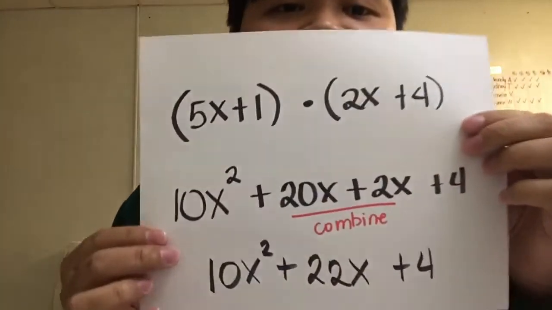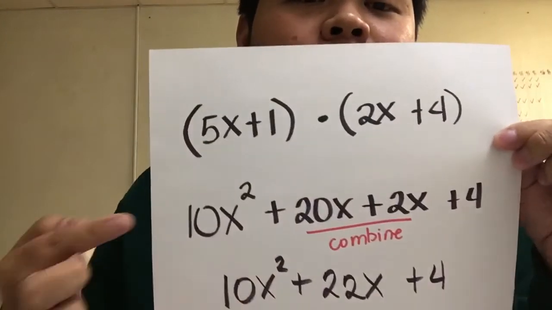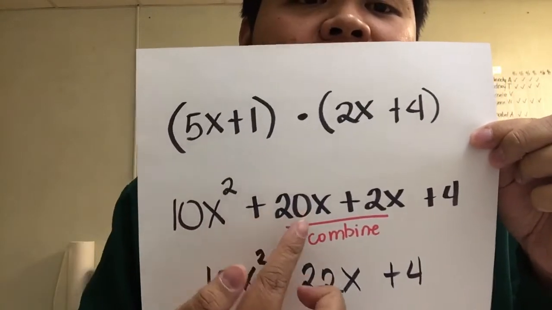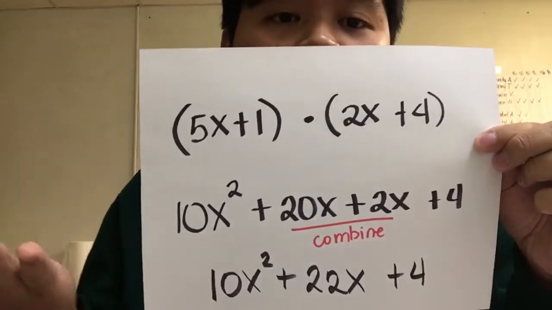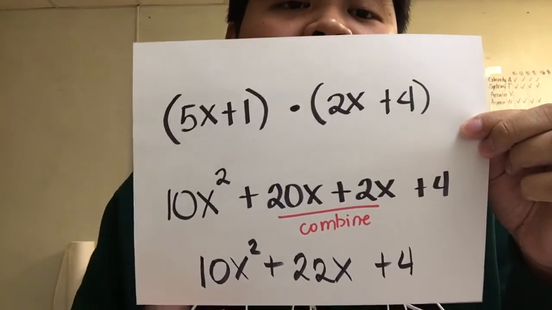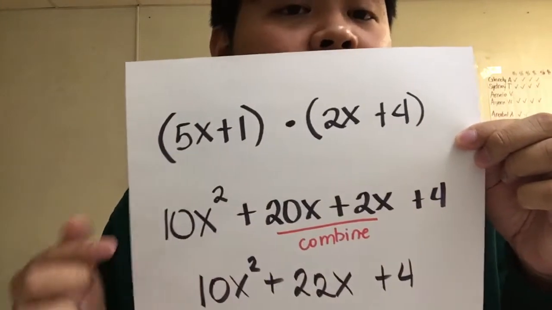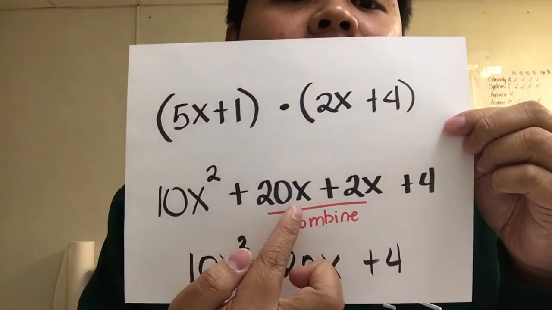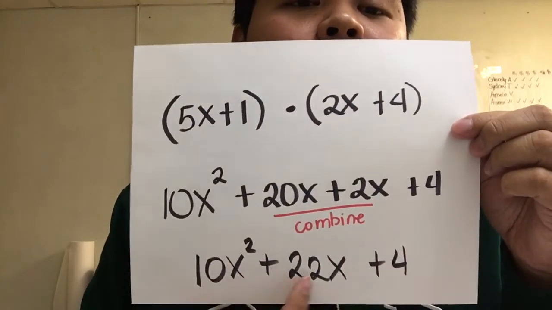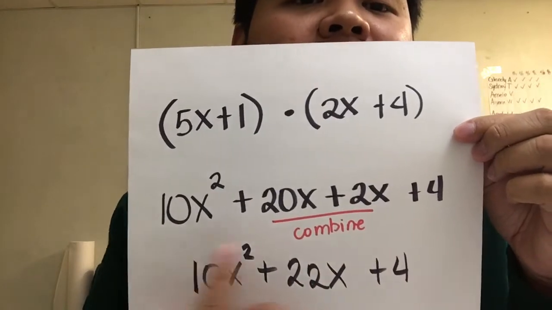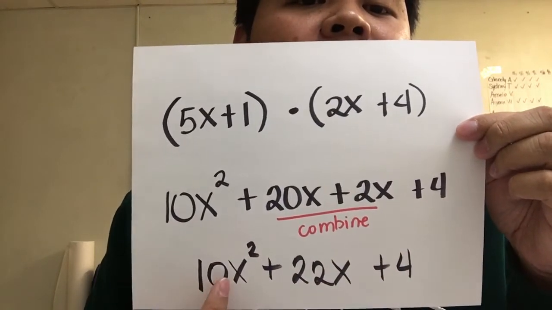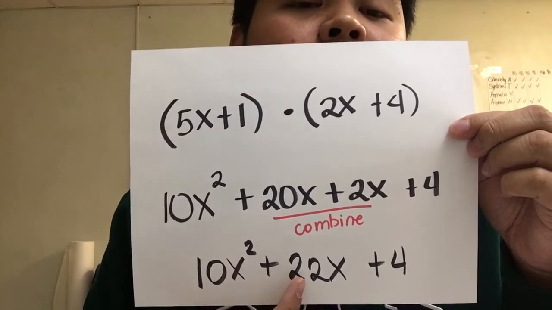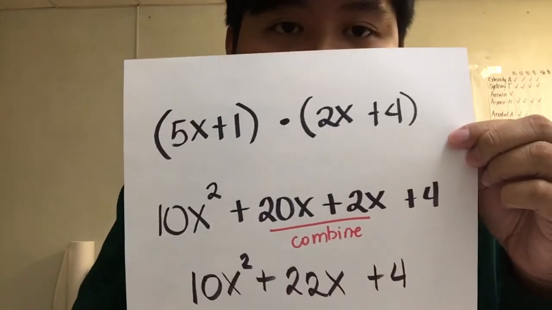Now, each answer you get, you just write on a piece of paper. So this is our first answer, second, third, fourth. Now we're almost done. We just have to combine these because they are the same term. 20x plus 2x is equal to 22x. So our final answer would be 10x squared plus 22x plus 4.